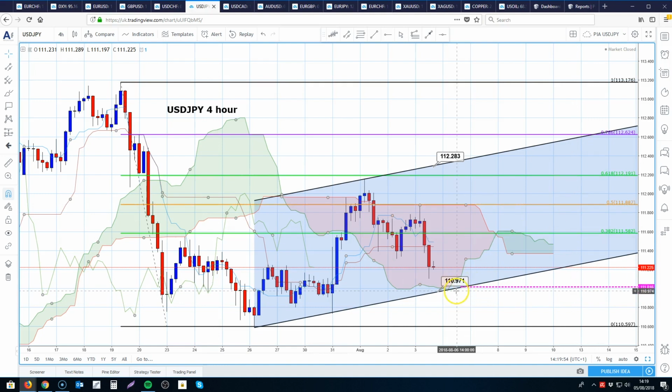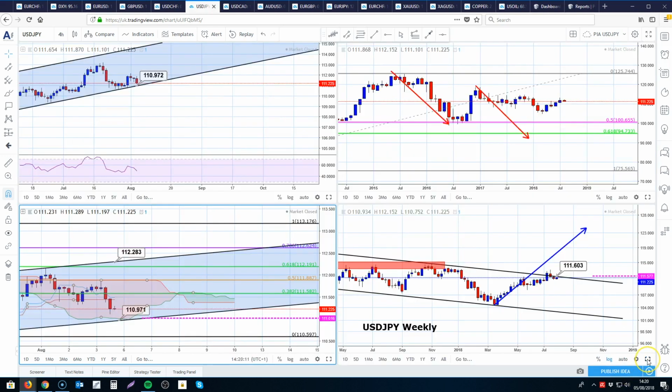The most important factor here is that we've got bespoke support at 111.01, and we've got trendline support at 110.97. So we're looking for that to be quite a formidable downside barrier at the beginning of the week. And then to the upside, 112.28 is the top side of that channel formation.